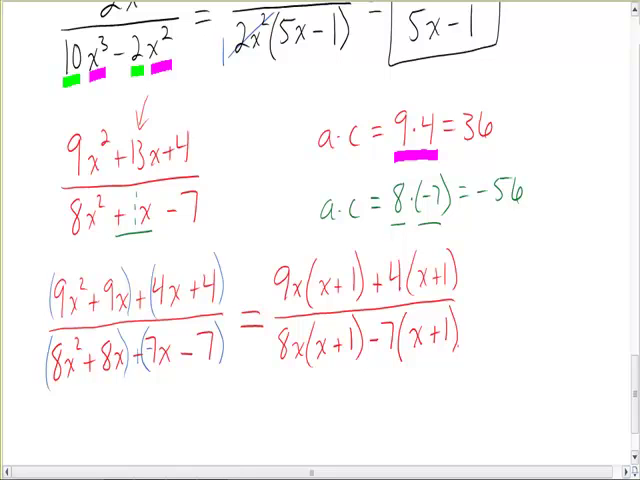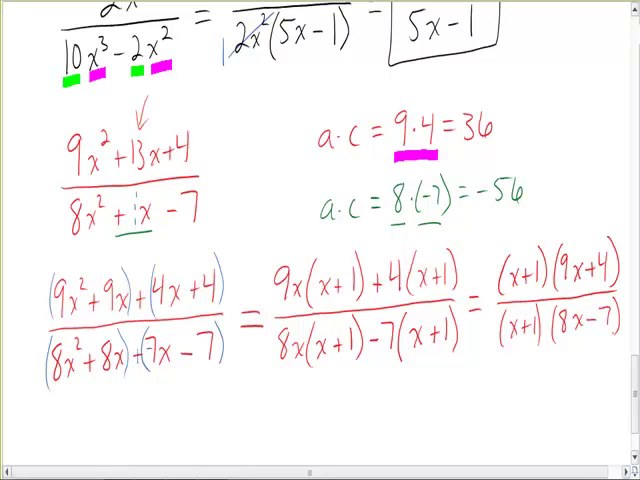Well, I think you can see what's going to happen here. On the top, I have a common factor of x plus 1. And then I'm left with 9x plus 4. And on the bottom, I also have a common factor of x plus 1, but I'm left with 8x minus 7. So, what can I do?